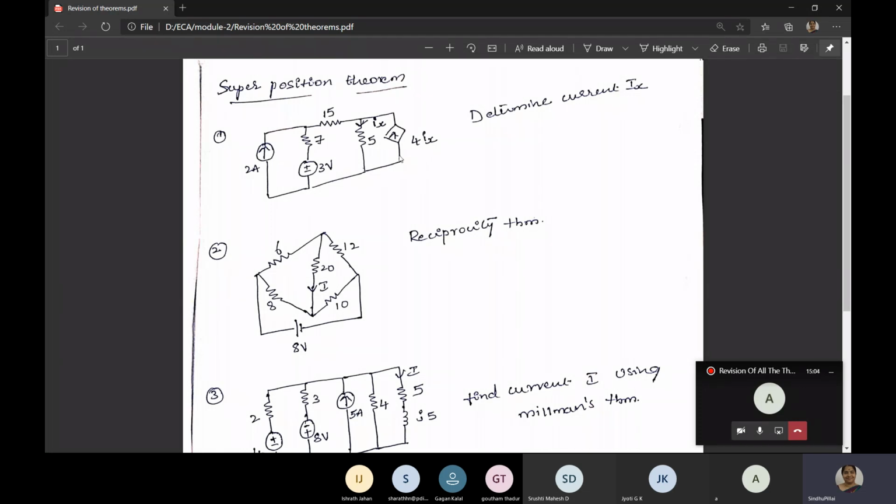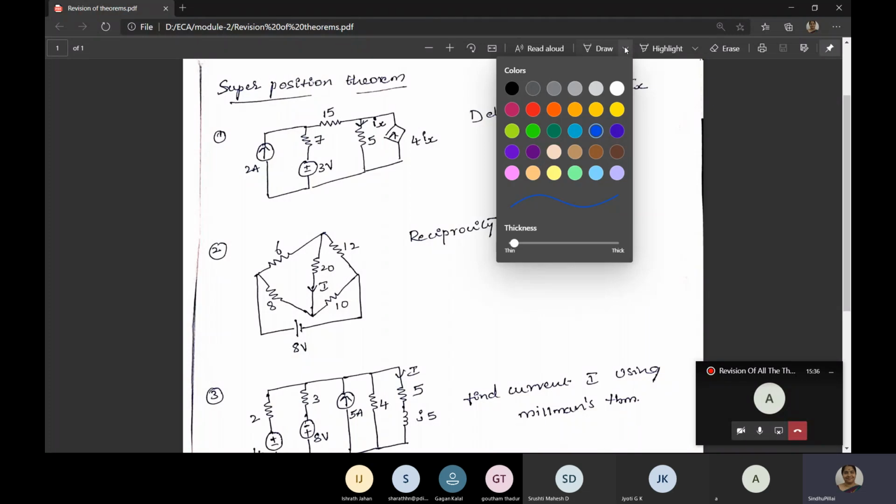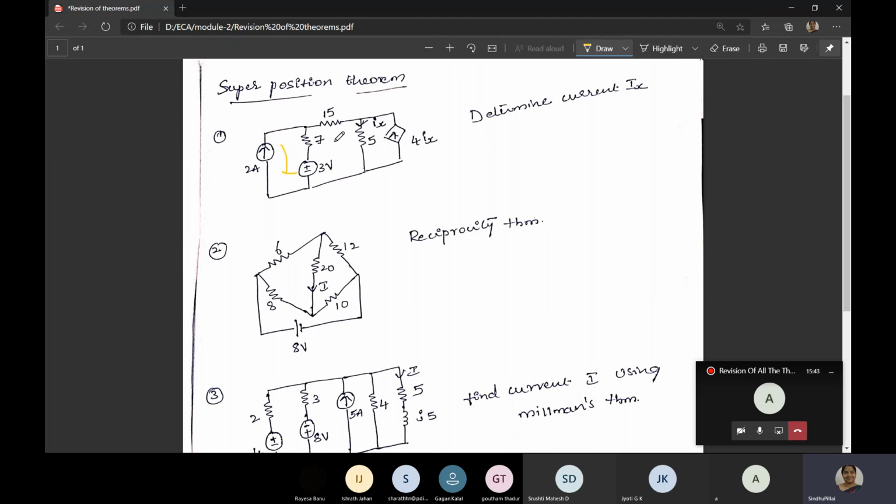So we have three loops. And here also, I1 is 2 amps. We'll get the answer directly, because the 2 amps is also at the border of the network, and this 4Ix also is at the border of the network. So in place of Ix, what will you write? You should write the current in the 5 ohm resistor. What is the current in the 5 ohm resistor? It has two currents. If you take the first loop as I1, the second as I2, the third as I3.